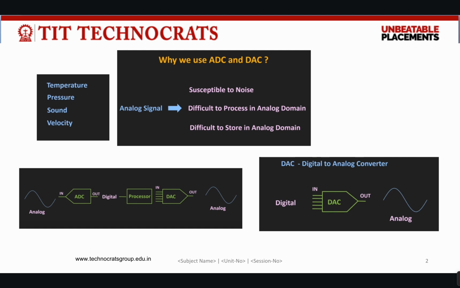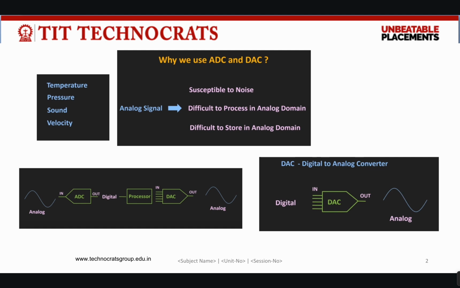So for this reason, we convert the analog signal using an analog to digital converter, and we also prefer the digital to analog converter. At the transmitter end we use the ADCs, that is analog to digital converters, and at the receiver end we again convert the digital signal into analog signals.